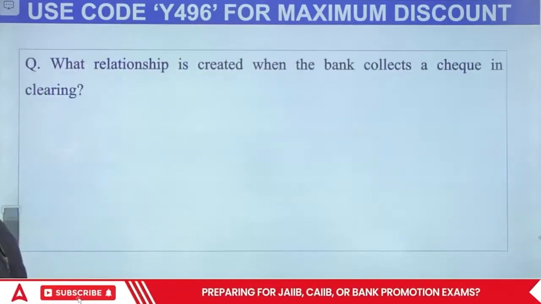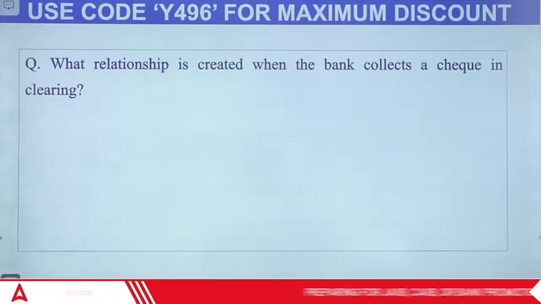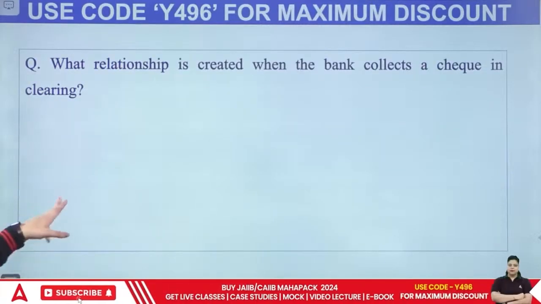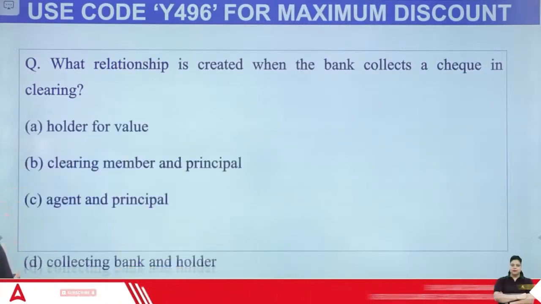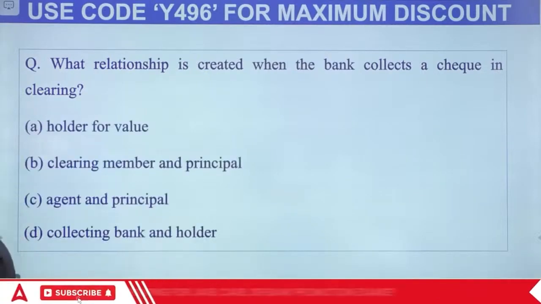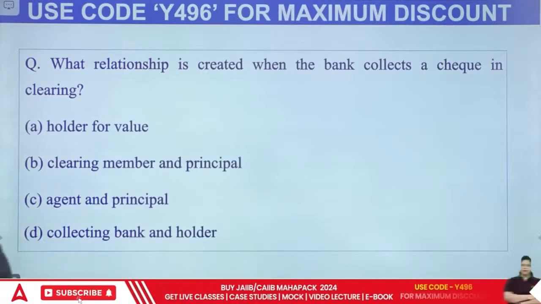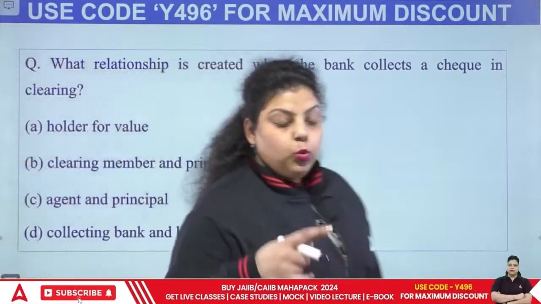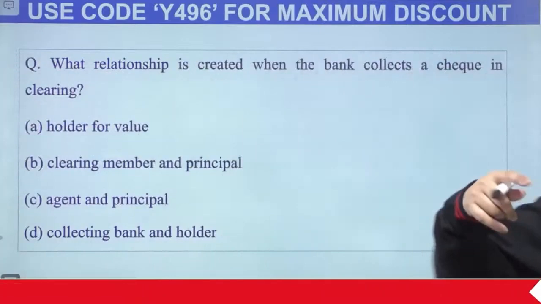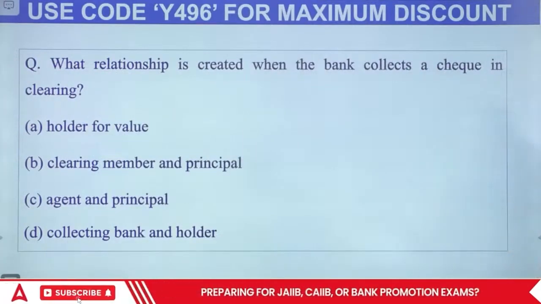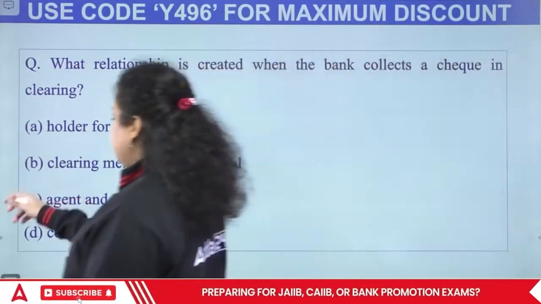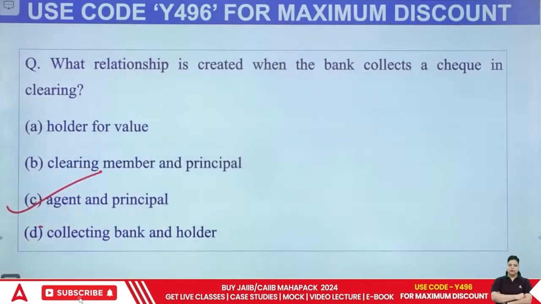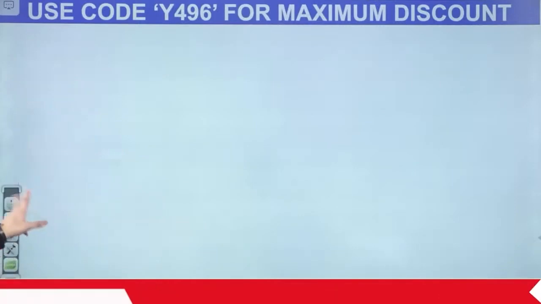What relationship is created when the bank collects a check in clearing? Is it a holder for value, clearing member and principal, agent and principal, or collecting bank and holder? When the customer has given an order to the bank for check clearance, it is very obvious the bank will be the agent and the customer will be a principal. So the right answer will be C.